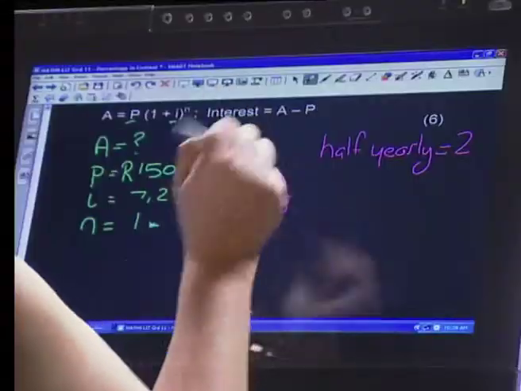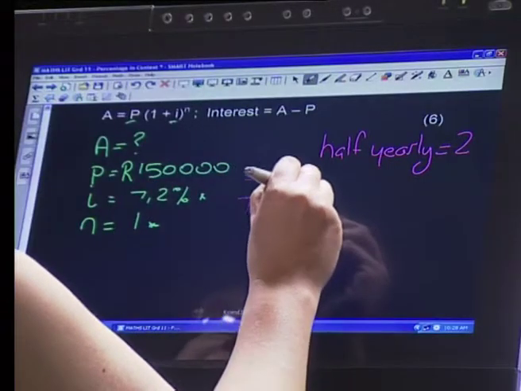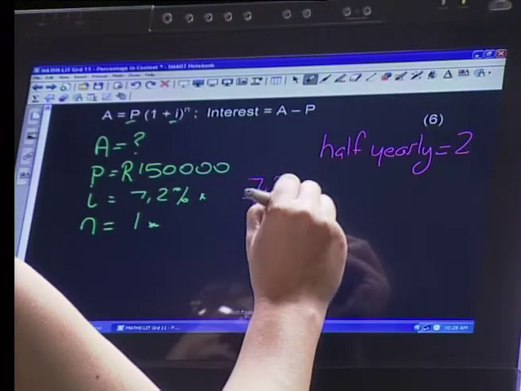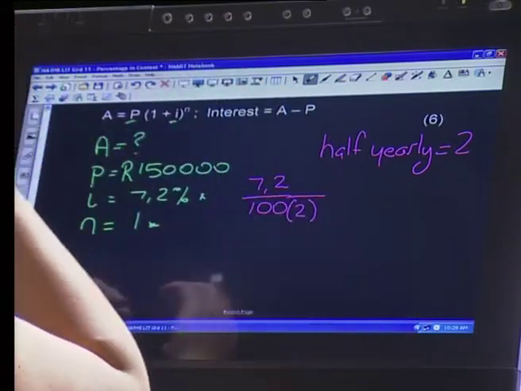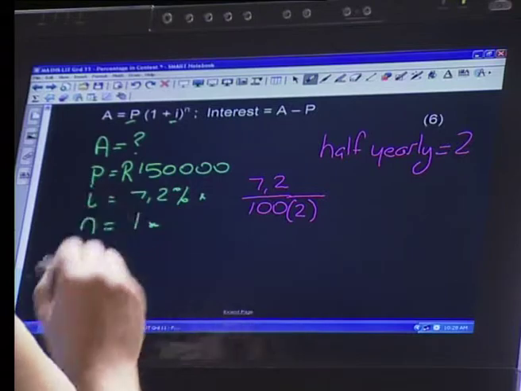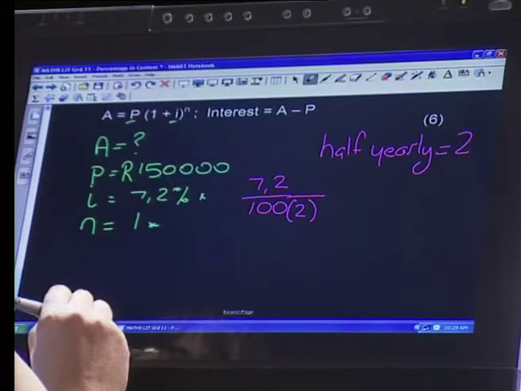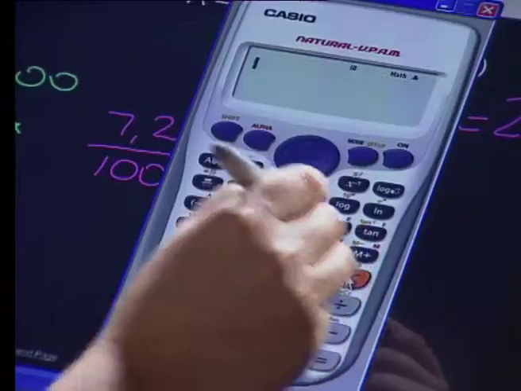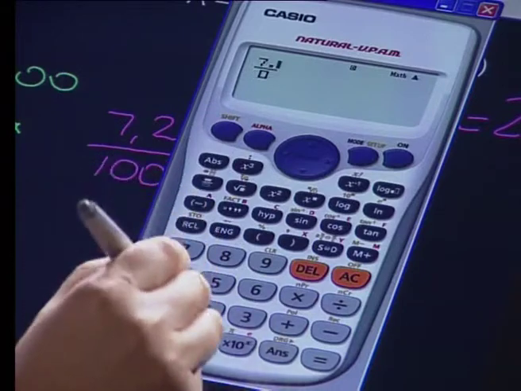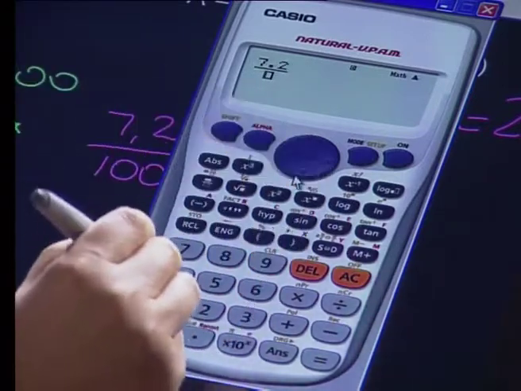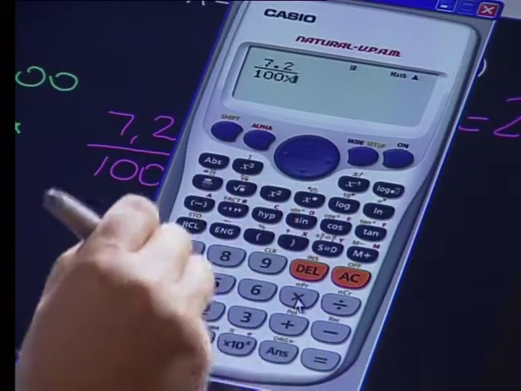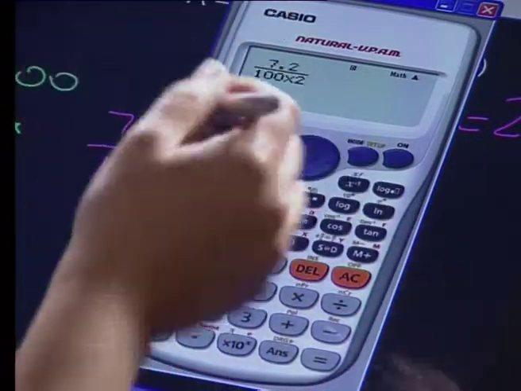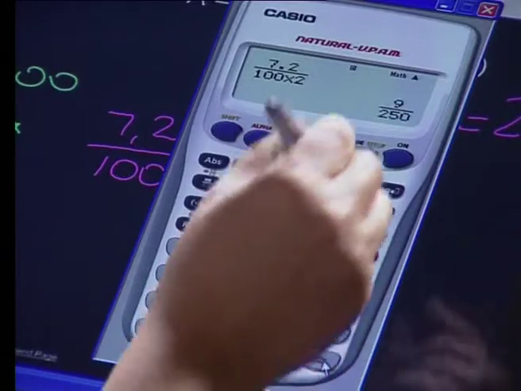I need to account for that in my percentage. So it's my 7.2%, and I'm actually going to times this by 2, because it actually works out as half of that every time it is compounded. So let's just calculate that on the calculator. I've got my 7.2 for the year as a percentage, and I'm going to times that by 2, or basically we can do this in 2 steps.